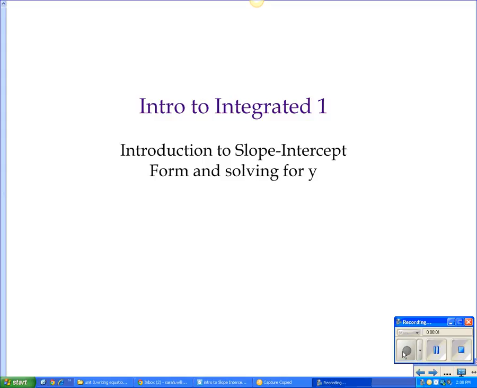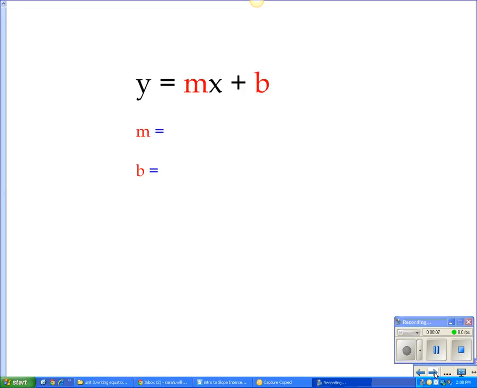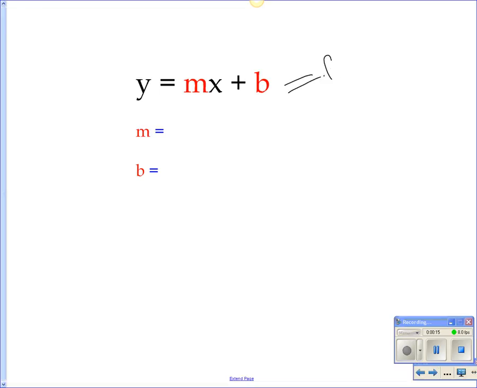Today's lesson is on Introduction to Slope-Intercept Form and solving for y. Okay, so on your papers, you should be on the side that says y equals mx plus b. This is the formula for a line. Write that down. Y equals mx plus b is the formula for a line.